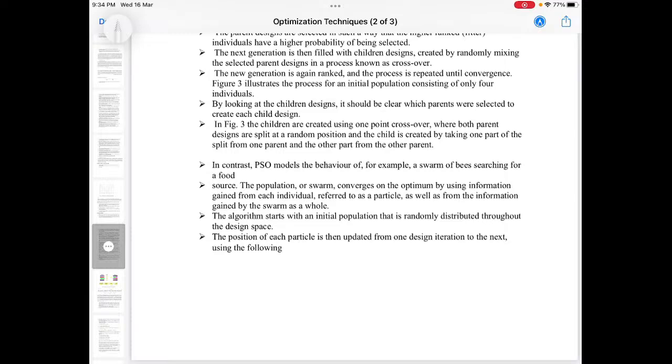In contrast, the PSO models have the behavior of, for example, a swarm of bees. So actually here a swarm of bees means a colony or a group of bees, and here the bees are searching for food, and a different problem is an ant colony. So here these are having some social characteristics.